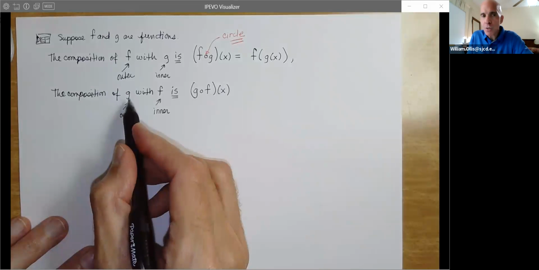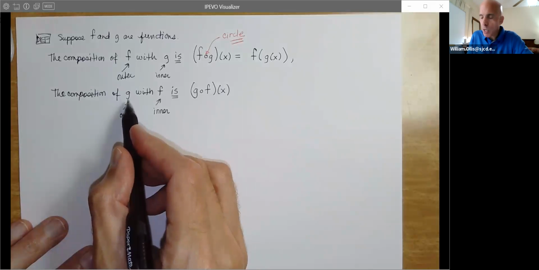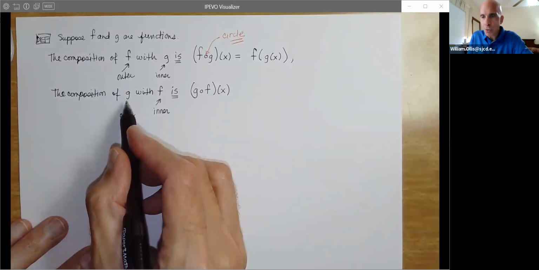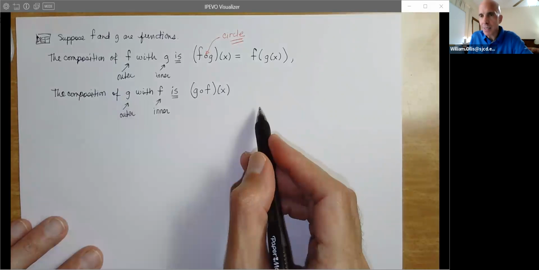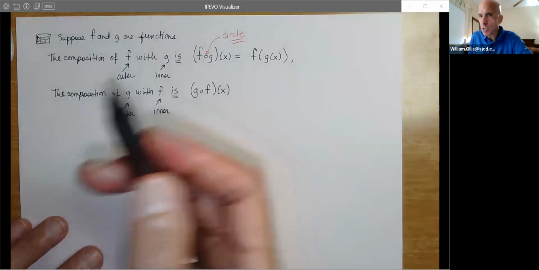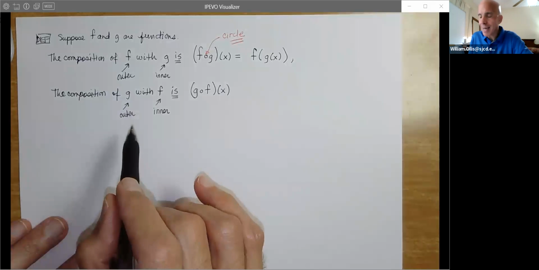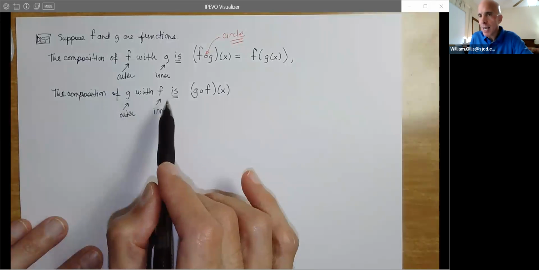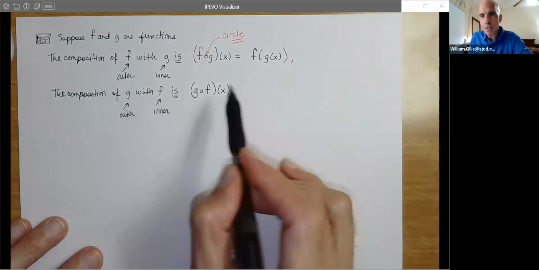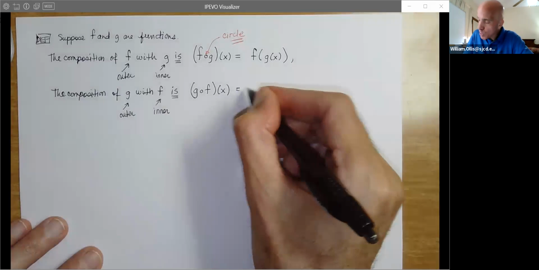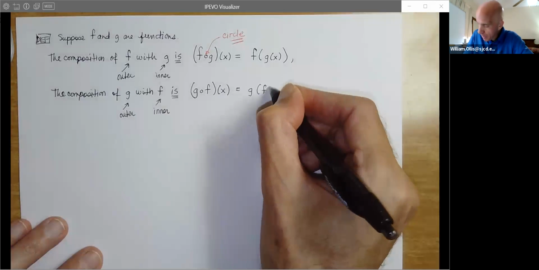The first function that's listed, we talk of as the outer. But usually when you see a composition, it's written mathematically, and so you can already determine that. But WebAssign likes to give you an F and a G and then say, write this and find the domain, or write this and find the domain. So of course, this will be G of F of X.